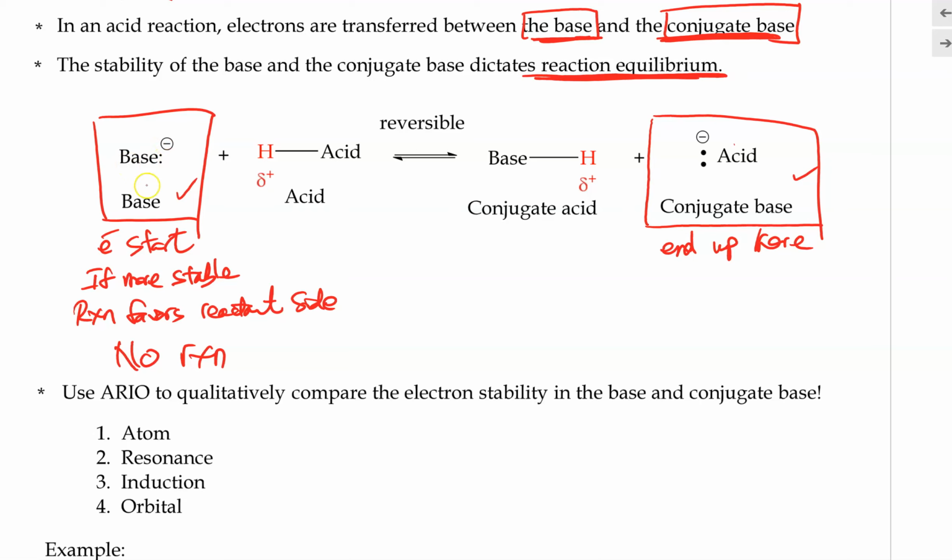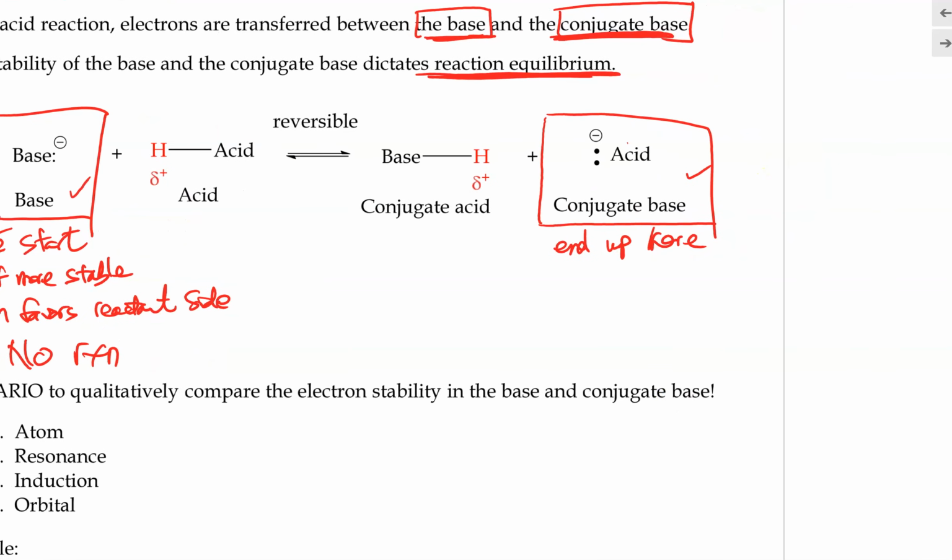But now, if the electron on this base right here is not as stable, and it will be more stable here on the conjugate base side, then there will be a chemical reaction. So if the conjugate base has better electron stability, so if this is more stable, then the product side will be favored. And therefore, there will be a reaction.